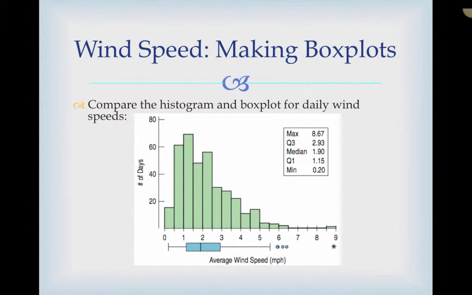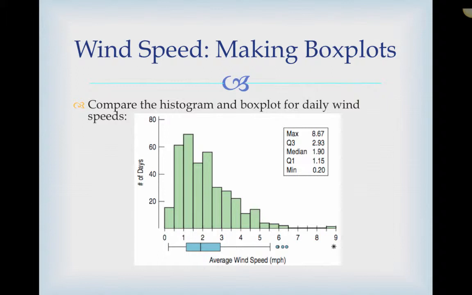If we're looking at the histogram, we can see that it is unimodal, skewed to the right. There's an outlier around 9 miles per hour, and that's about it. We can estimate a rough center, but that's overall what we can really tell.